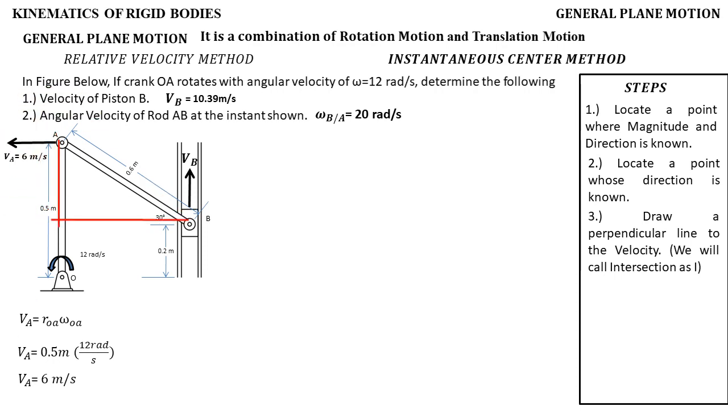This line is perpendicular to velocity VA, and this line is perpendicular to velocity VB. The intersection, we will call I. I means the instantaneous center. The instantaneous center is this point, which is also called the center of rotation. That is the center of rotation for the rod AB.